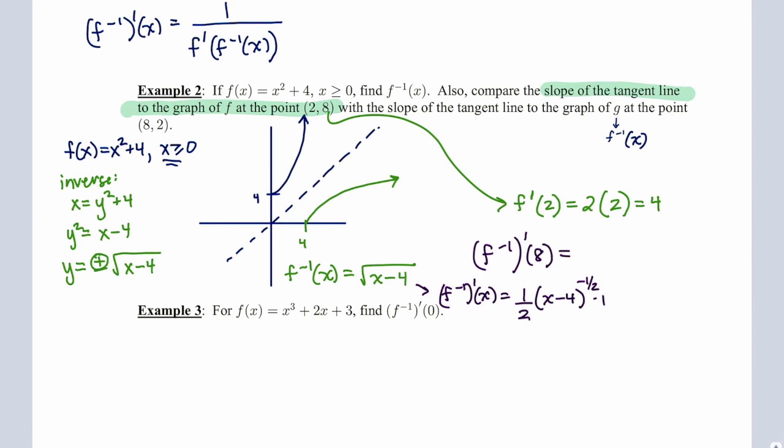So at x equals 8, I will have 1 over 2 times the square root of 8 minus 4. And so we'll have 1 over 2 times the square root of 4. That's 1/4. And that's exactly what we wanted to find because that's the reciprocal of the derivative of the original function at that corresponding point where we switch the x's and y's.